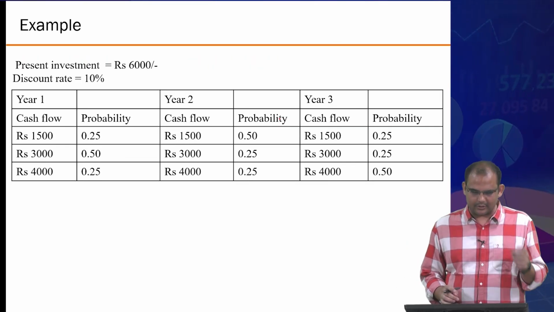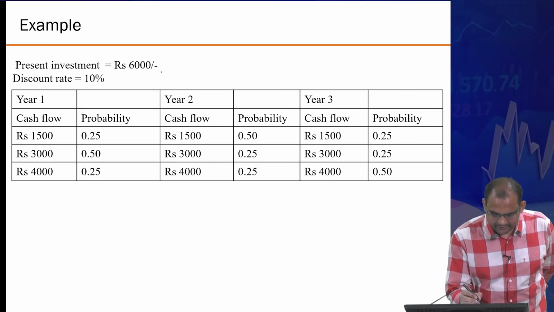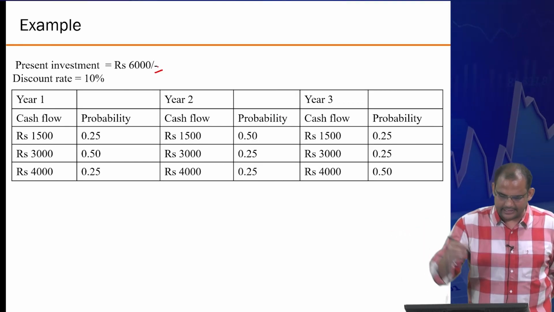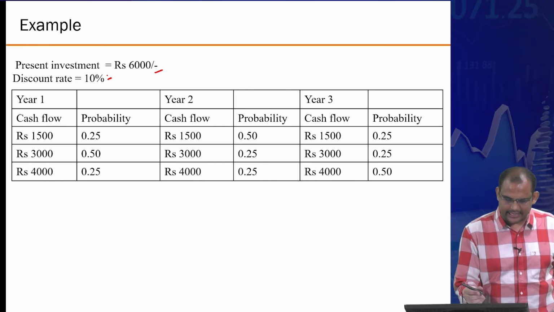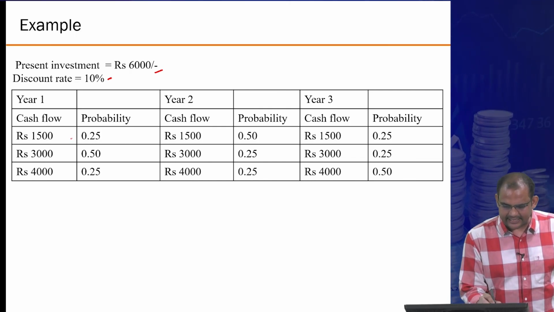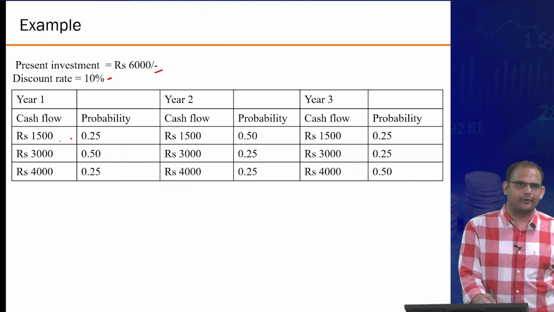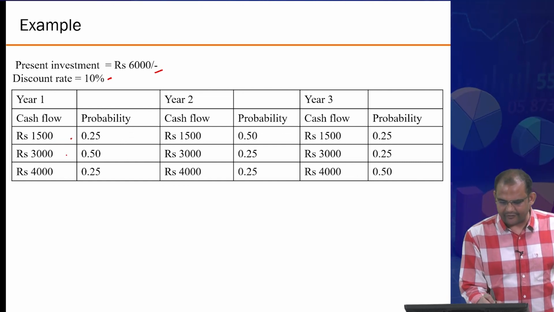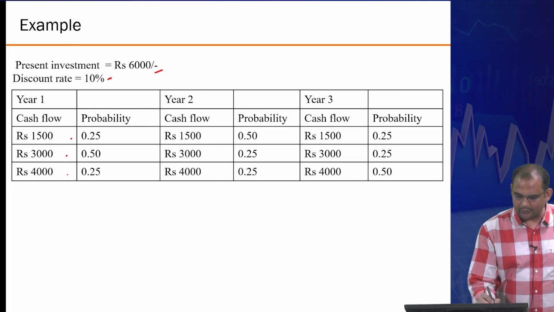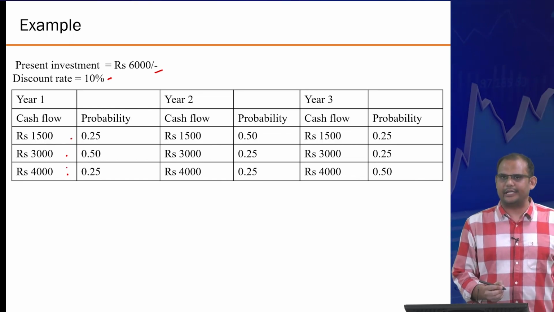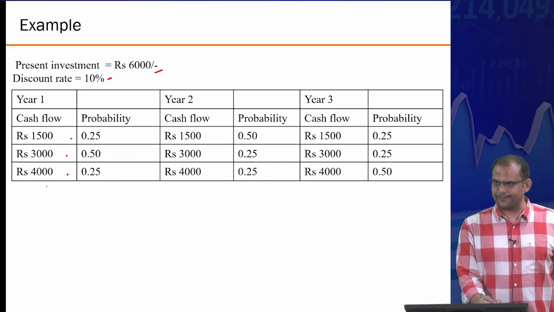Alright, so let's look at an example. Let's say the present investment is 6,000 rupees, the discount rate is 10%. The year 1 cash flow probabilities are given. There is a 25% chance that in year 1 the cash flow would be 1,500 rupees. There is a 50% chance that the cash flow in year 1 would be 3,000 rupees, and there is a 25% chance that the cash flow in year 1 would be 4,000 rupees.